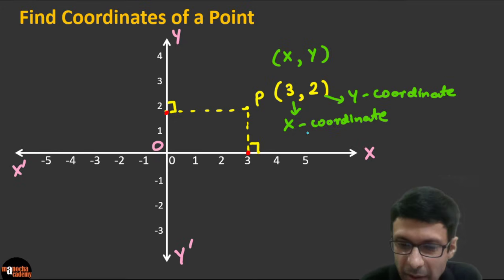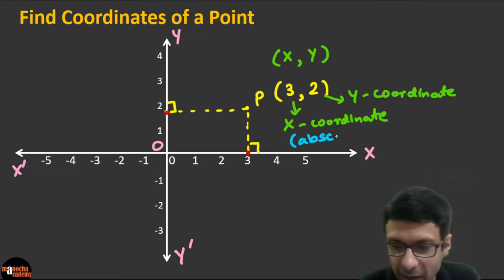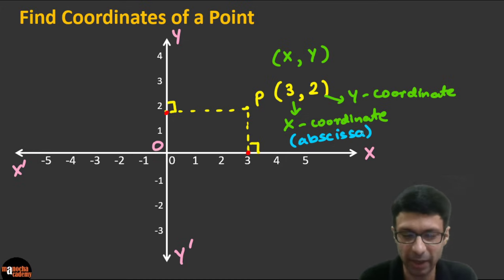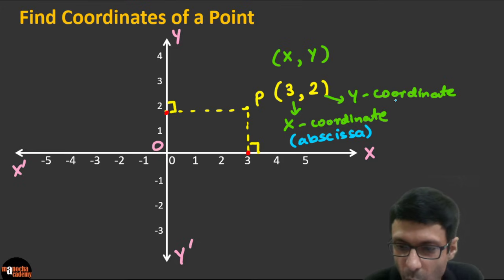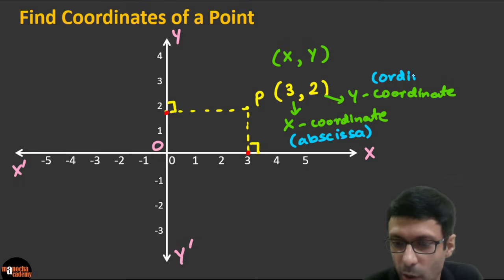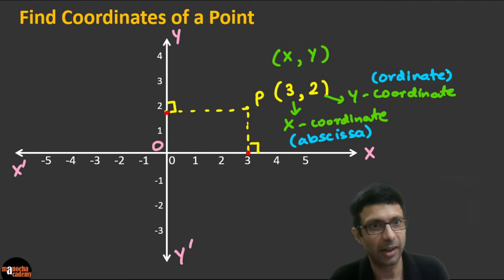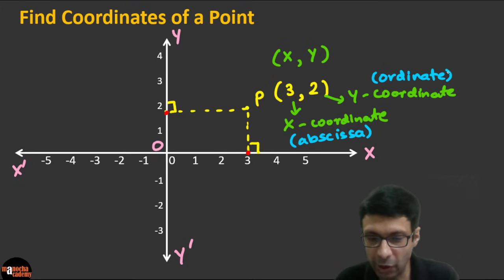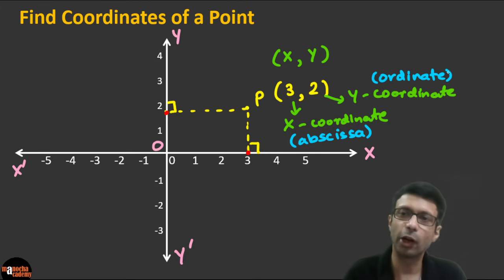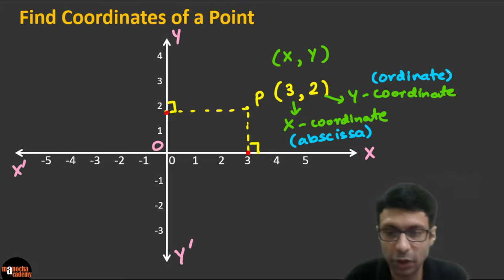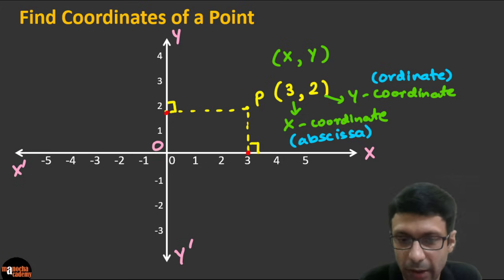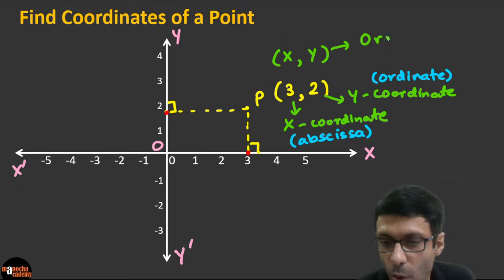Now the fancy name for the x coordinate is abscissa. I hope my spelling is correct, right? Abscissa. Please remember it's a tricky spelling. So abscissa, and the y coordinate is called ordinate. So we have abscissa and ordinate. Clear guys? So look at this, 3 comma 2. This notation is known as an ordered pair.